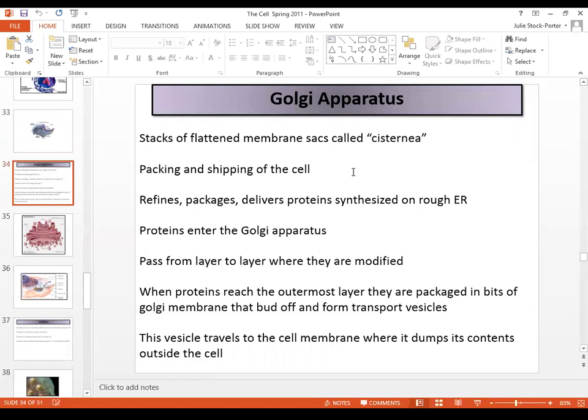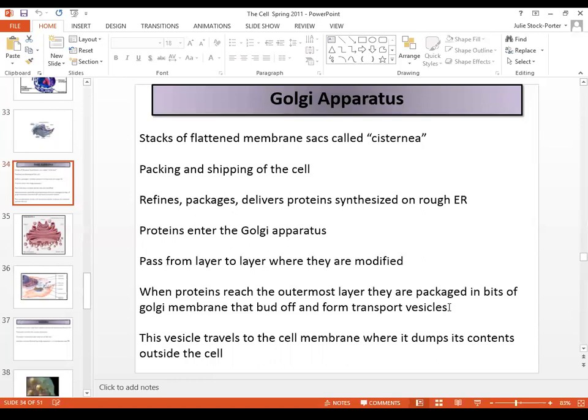It refines, packages, delivers proteins synthesized on the rough endoplasmic reticulum. The proteins enter the Golgi apparatus. They pass from layer to layer where they're modified. And when proteins reach the outermost layer, they're packaged in bits of Golgi membrane that bud off and form transport vesicles.